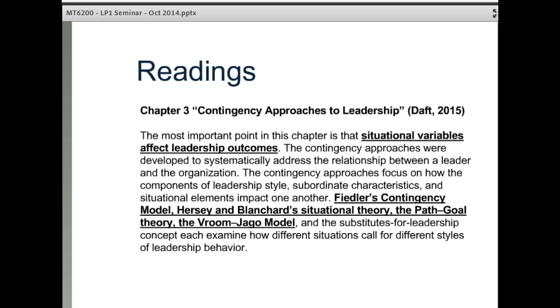Okay, contingency approaches to leadership. Situational variables affect leadership. It could be the culture. It could be the economy.